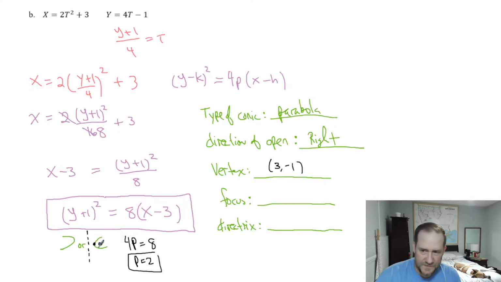So to find the focus, just add 2 to the vertex, and because we're going to the right, you'll add 2 to the x-coordinate, so it'll be (5, -1). And the directrix will be just 2 to the left, and again, it's vertical, so it's x equals, 2 units less than 3, so x equals 1. But there's a whole mess of information that you should be able to glean from the rectangular equation.